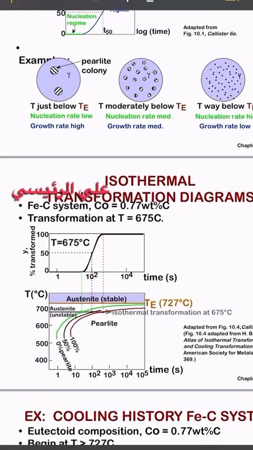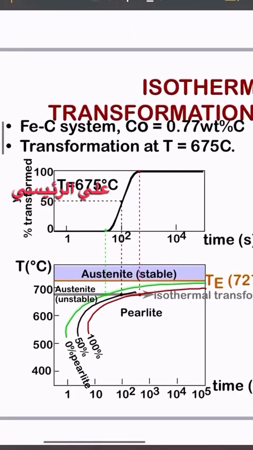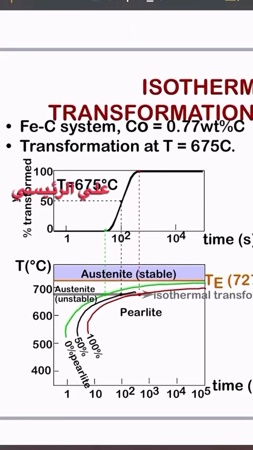At the eutectoid temperature, the austenite transforms to pearlite at 727 degrees C. In the blue or purple area, you can see the austenite is constant. When we go down with the temperature to 600 degrees C and fix the temperature, I mean making the temperature constant, the austenite will be unstable.